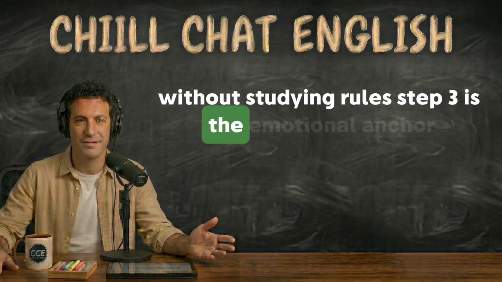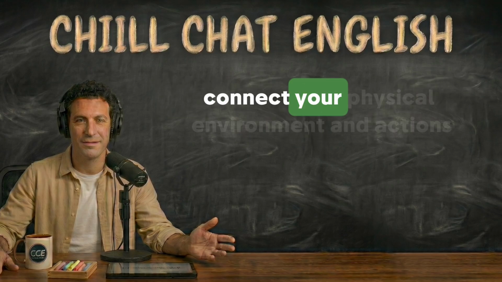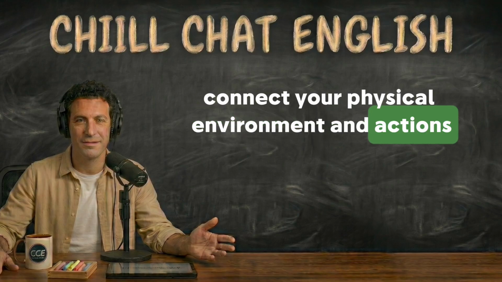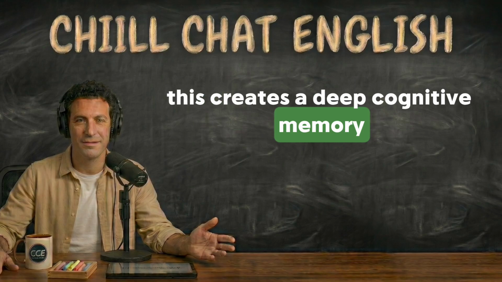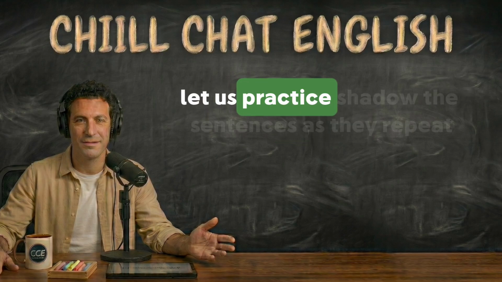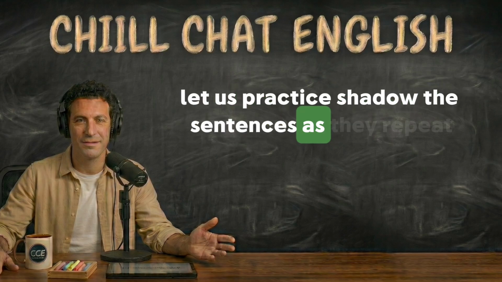Step 3 is the emotional anchor. Connect your physical environment and actions to how you feel inside. This creates a deep cognitive memory. Let us practice. Shadow the sentences as they repeat.